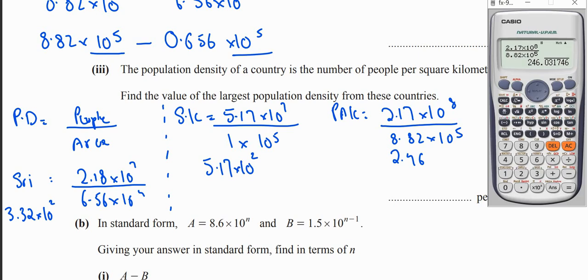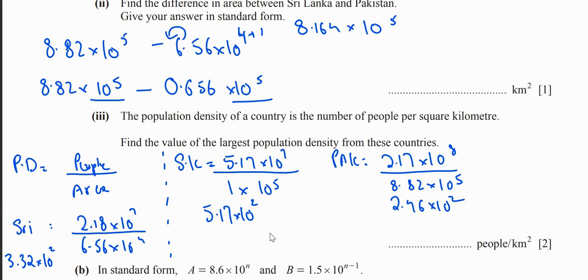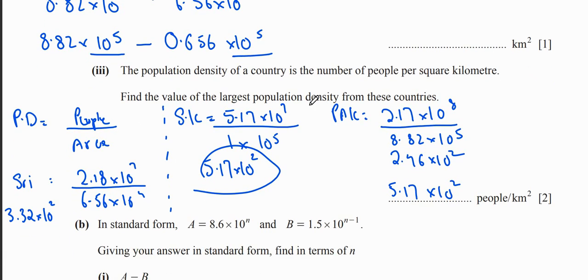Have I made any mistake in this question? No. 2.46 multiplied by 10 raised to power 2. So if you look at it, it's South Korea, 5.17 multiplied by 10 raised to power 2. Alright, so that's the largest population density.